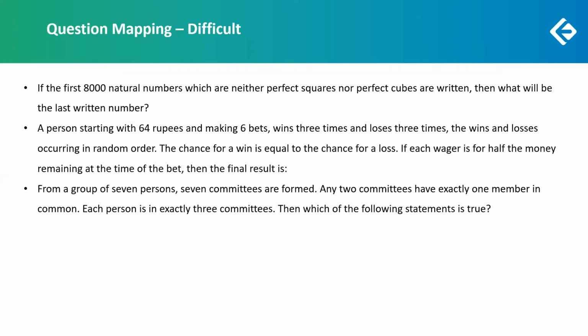Next, we had 3 difficult questions. The first difficult question was: if the first 8,000 natural numbers which are neither perfect squares nor perfect cubes are written, what will be the last written number? Now, this was difficult because first of all, we had to find the total number of perfect squares and cubes in the first 8,000 natural numbers, and which numbers are perfect squares as well as perfect cubes. So adjusting for that, we could find the natural numbers remaining which are neither perfect squares nor perfect cubes out of the first 8,000.